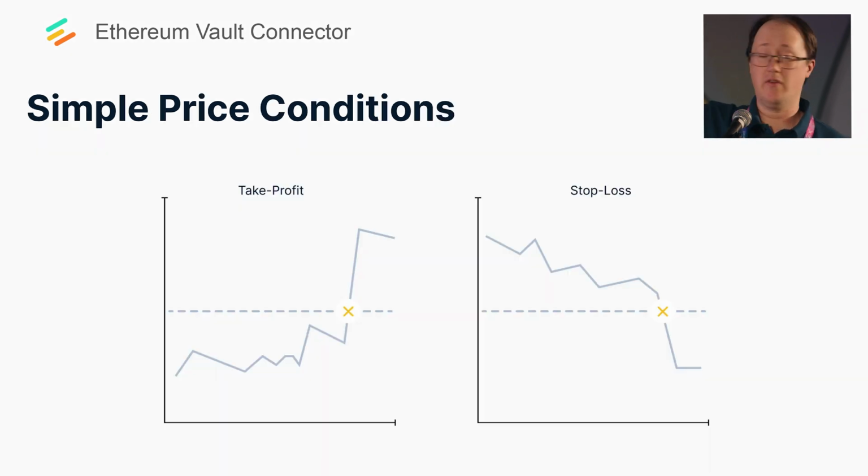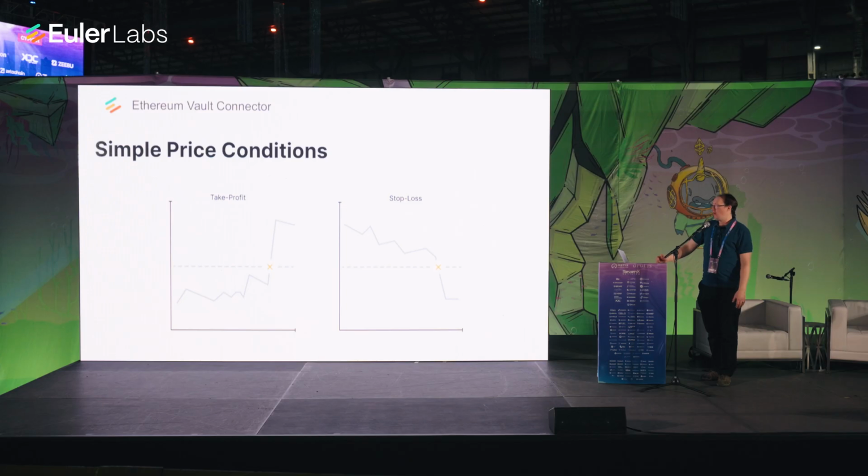So, here are just some examples of price conditions that would cause actions to be triggered by an operator, right? You have take profit, where if the price goes in your favor a certain degree, then an operator is allowed to close out your position, in other words, to lock in your gains. Or similarly, but symmetrically, if the price goes against you a certain amount, it might close out your position to protect you from further loss, right?